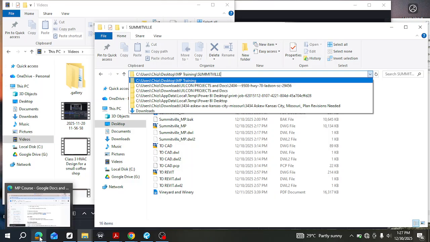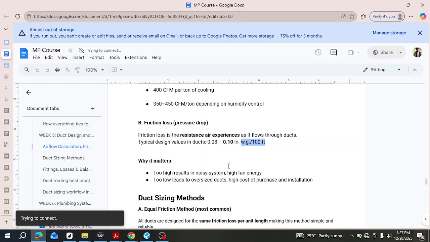It means water gauge per foot, a way of measuring pressure, and friction will probably be a function of it too. Friction loss is basically the resistance air experiences as it flows through, and it has to do with the surface in contact, the roughness, the area, and all that. You remember friction from back in school.